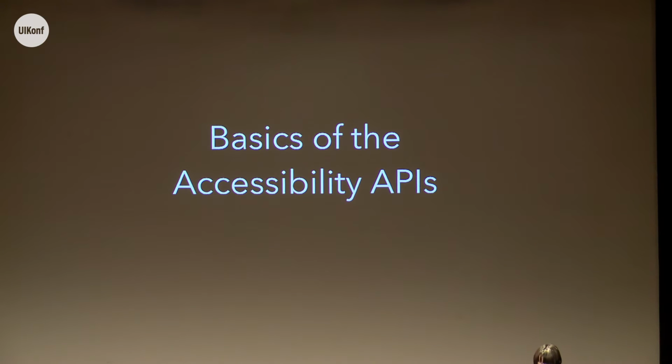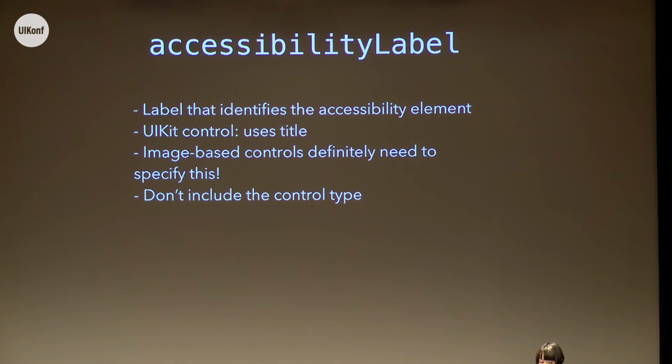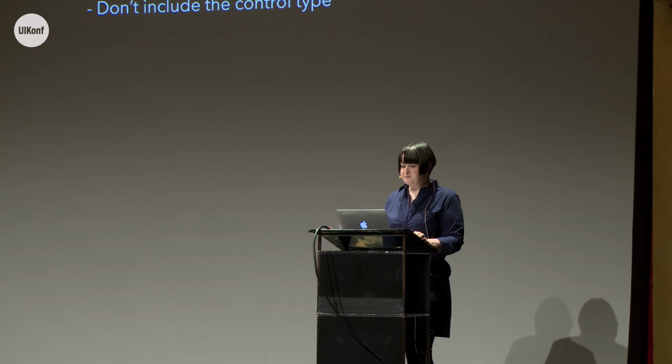So I'm going to go through 4 quick basic things with accessibility. The first one is accessibility label. This basically identifies the element. If you're using UIKit, it defaults to using the title. But if you're doing an image-based thing, then you won't get anything. So you should definitely try to specify this.